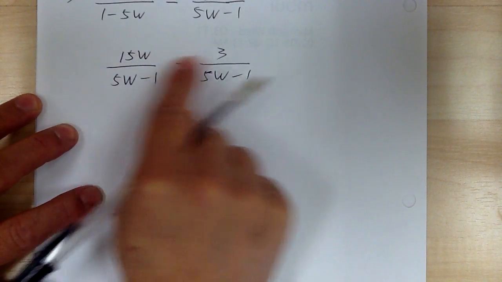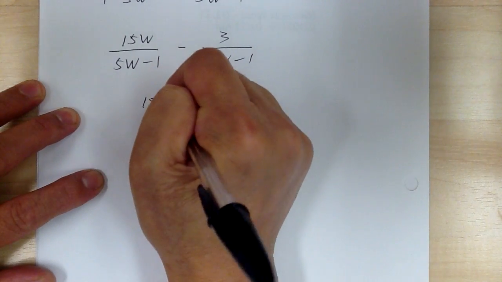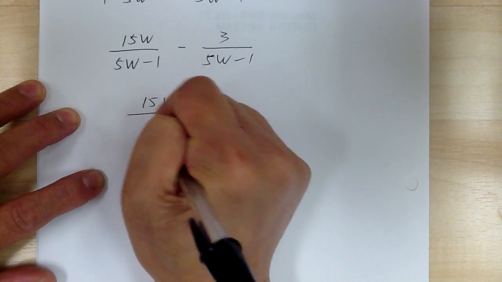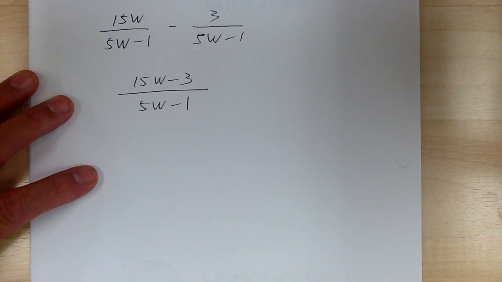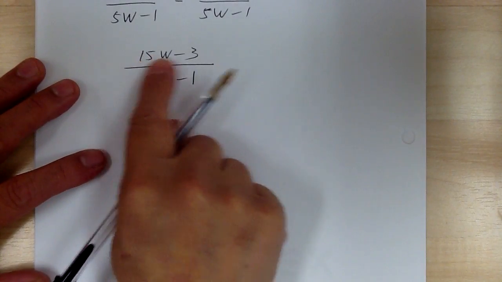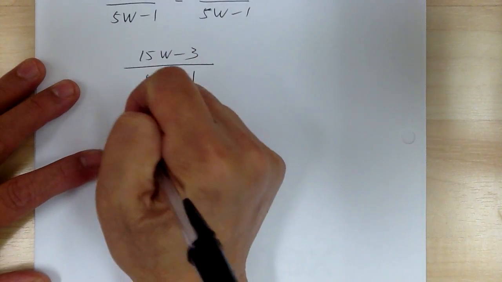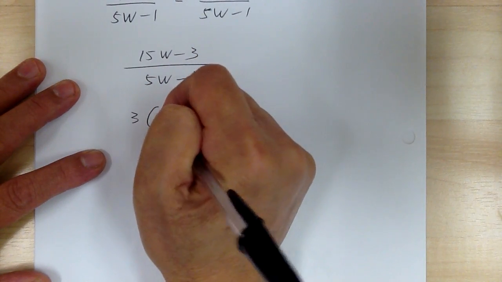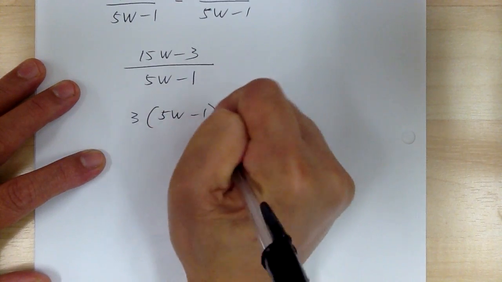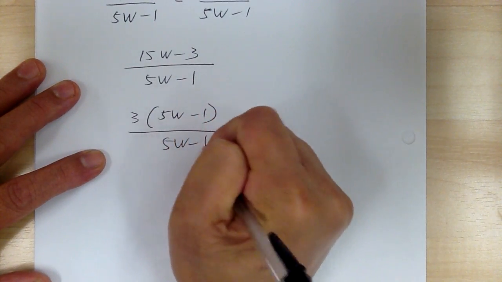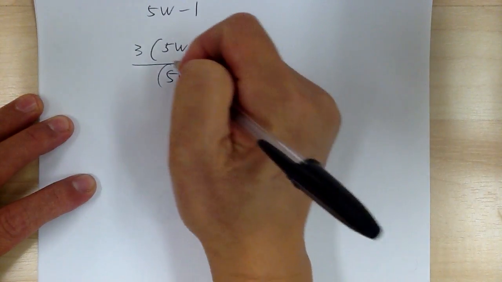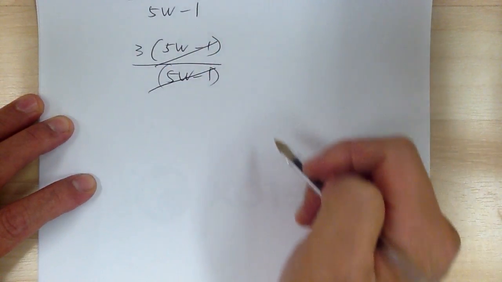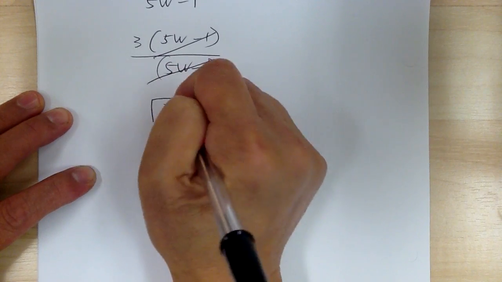So now I'm going to subtract this. So I get 15w minus 3 over 5w minus 1. After you're done, you have to do the factoring to check and see if it can cancel. So this one you can factor out the 3. So you get 5w minus 1 over 5w minus 1. Okay, so again, this whole thing is like a group, so it's okay to cancel out the whole thing. So your answer would be 3.